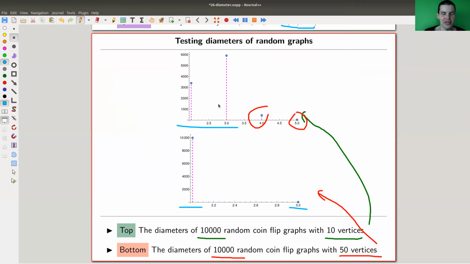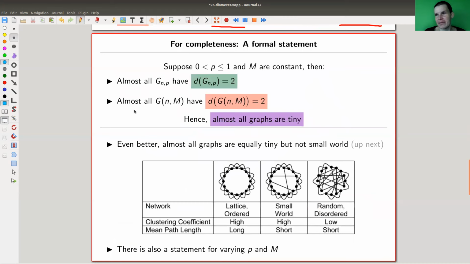And this is, of course, just computer verification, or a computer conjecture, if you want. But of course, you can just prove that. I mean, it's not so difficult then. So let's say they are constant, and there are certainly statements when they are not constant. Then the diameter of both of our random graphs is always 2. So almost all graphs have diameter 2, which I think is a really fantastic statement. Almost all graphs have diameter 2. That's very, very great.